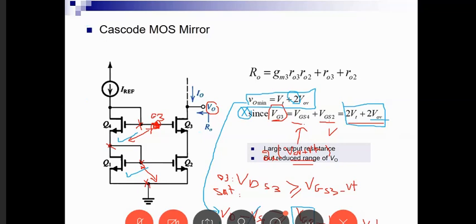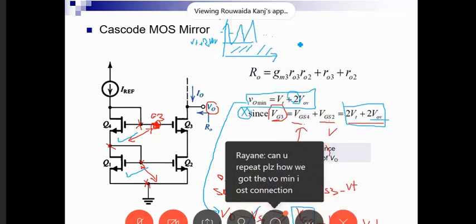So if I draw on the scale of VO, if this is VO, now VO cannot go, if it is fluctuating, below the value 2 VOV plus VT. Okay, that's the constraint or the trick here, because before we were constrained by 1 VOV, now this is a forbidden range. I have to operate at a voltage that is higher than 2 VOV, because I put a stack of two transistors.